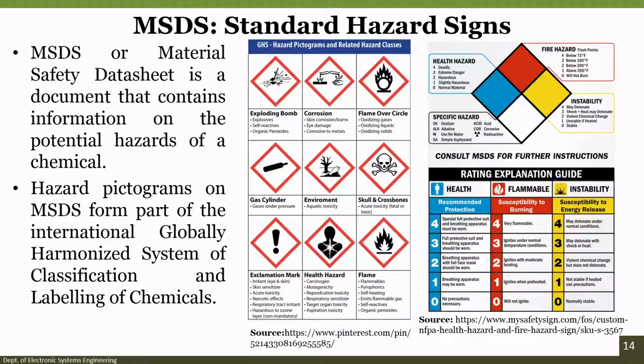Same thing if you see flammable: at 0 it will not ignite, at 1 it ignites when preheated, at 2 it ignites with moderate heating, at 3 it ignites under normal temperature, and 4 is extremely flammable. When you go for instability, at 0 it is normally stable, 1 not stable if heated, 2 violent chemical change but does not detonate, 3 may detonate with shock or heat, and 4 may detonate under normal conditions, that means it is unstable. Alright. So, you need to understand what kind of precaution level you need to take while working in a clean room, and like I said, there are symbols that you need to follow.